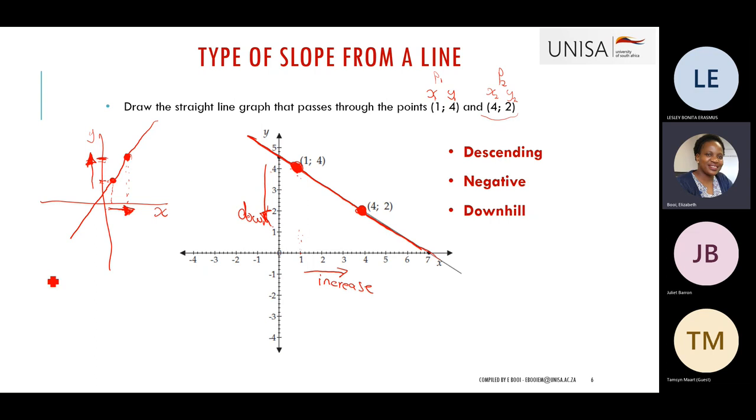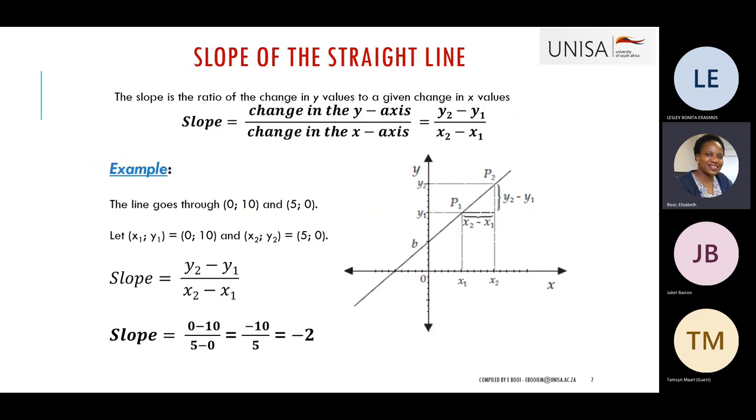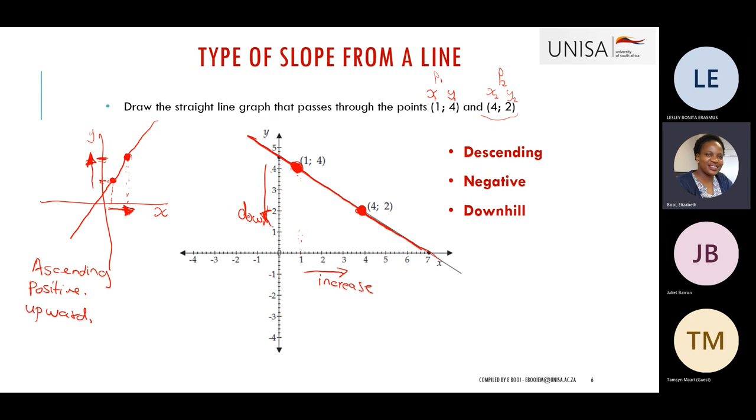And this we call an ascending slope. We can also call it a positive slope, or an upward slope. And that is how you can define the type of slopes you have. Just want to see if I've covered everything.